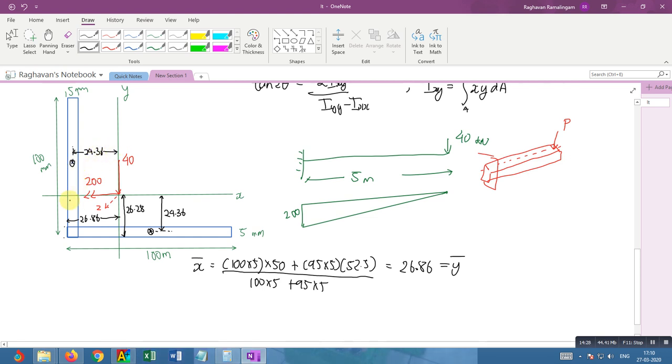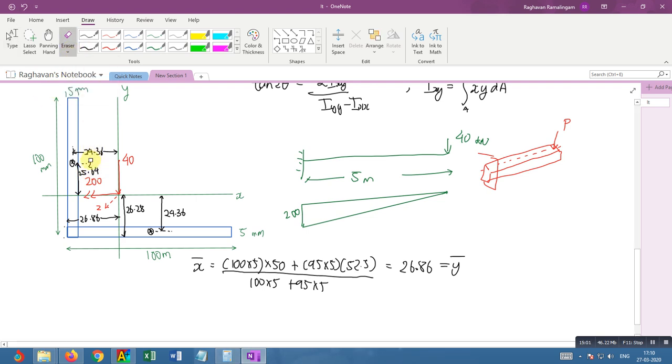And then I have from the center of this to here, so here to here is 52.5 and here to here is 26.86. So just subtract those two, you get 25.64.